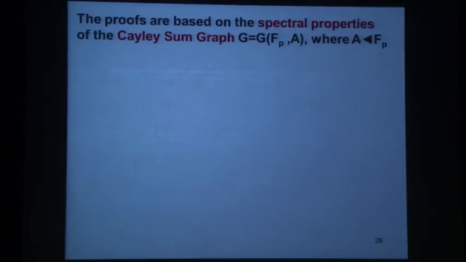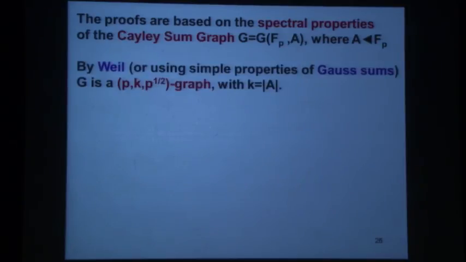Okay, and here is now a, so I want now to prove this thing, that we are again in F_p. We take a multiplicative subgroup A, and A is somewhat big, it is bigger than p to the 3/4 plus a little bit, plus epsilon, right? So first, I want to look at this Cayley sum graph, F_p, with respect to A.